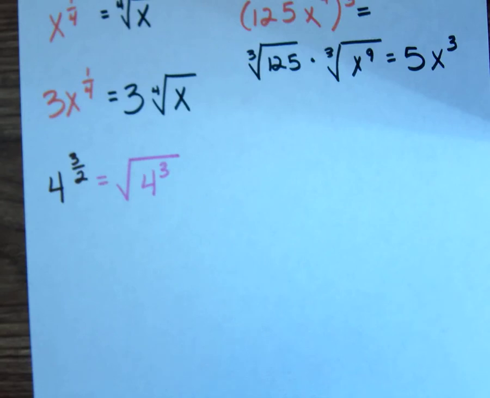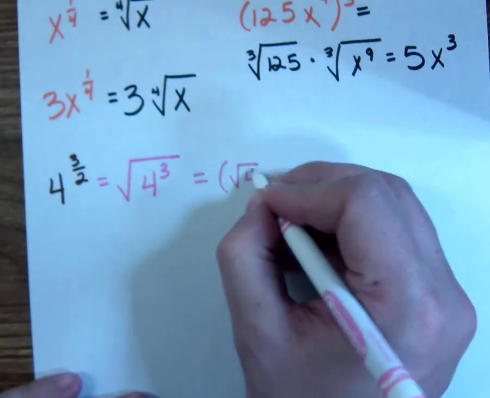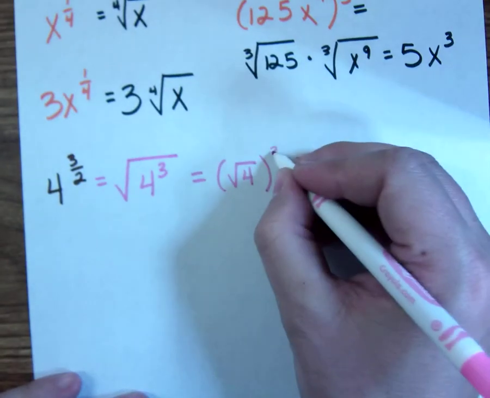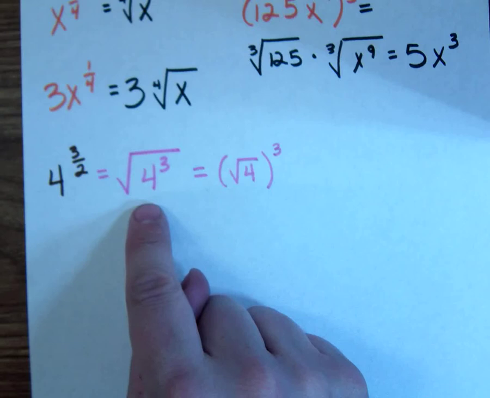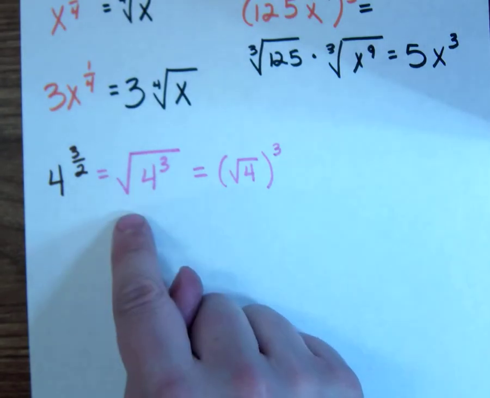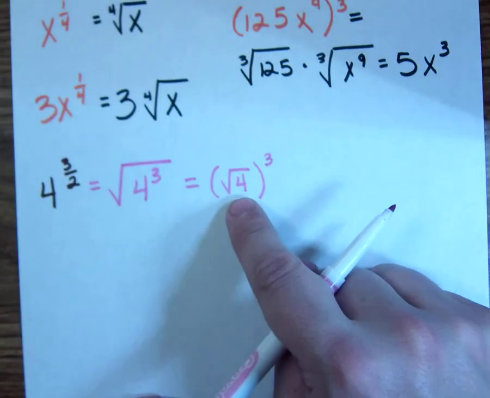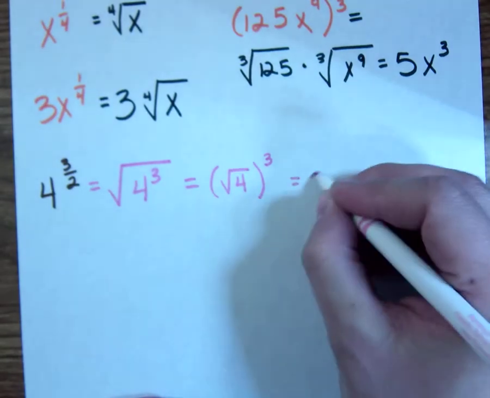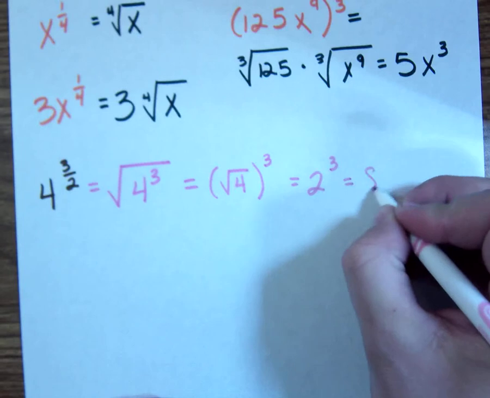Yes. So this is the same thing as the square root of 4 cubed. And this is relevant to you because if I did 4 to the 3rd power, that's 4 times 4 times 4, and then I would take the square root of it. That's going to be a pretty big number. On the other hand, the square root of 4 is 2. So I can do 2 to the 3rd, which is 8.